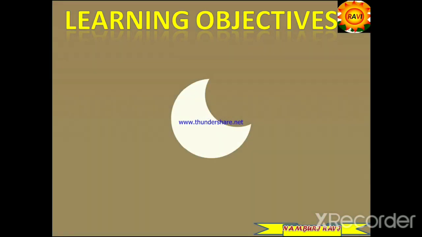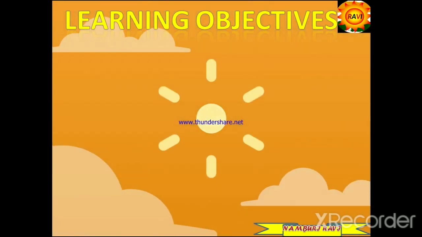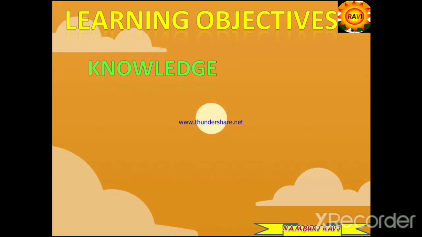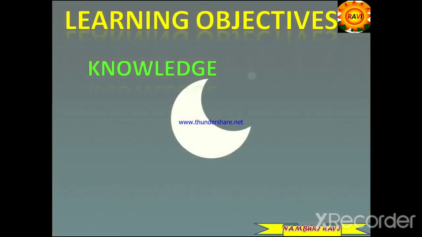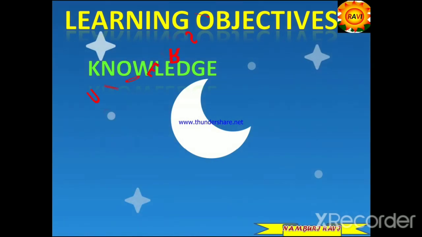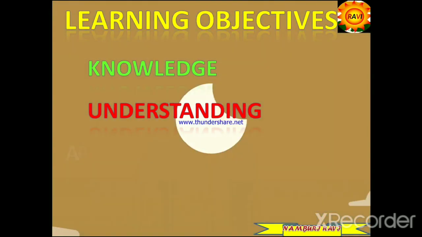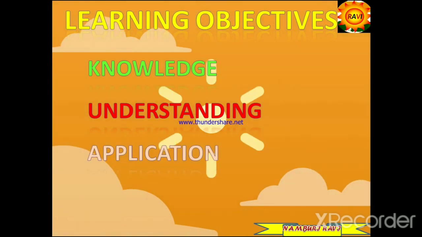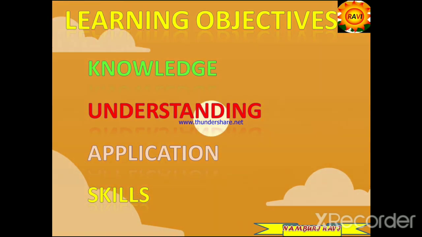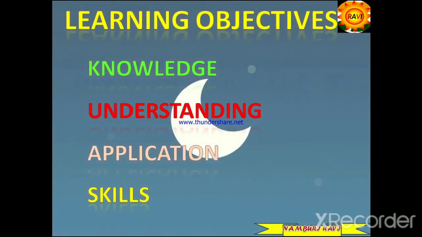Before going to learn economics chapter 1, that is about development, let me explain the main objectives of this chapter. The first learning objective of this development chapter is knowledge, and the second learning objective is understanding. The third learning objective is application. The fourth learning objective is skills. Let me explain each learning objective in detail.